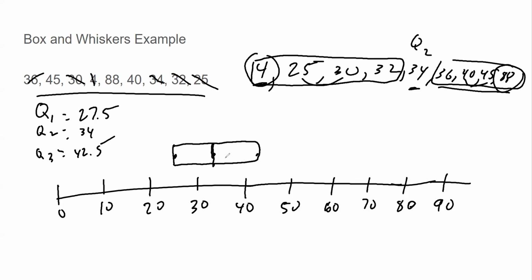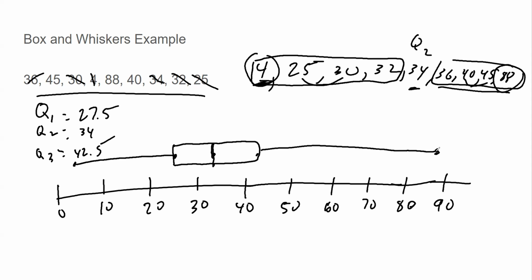All right, now I'm going to do the whiskers. So I've got to put 4, which is about, let's see, there's 5. So 4 is going to be about right here. And then 88 all the way up here. Now I'm going to connect the whiskers to the box. And I have graphed box and whiskers.